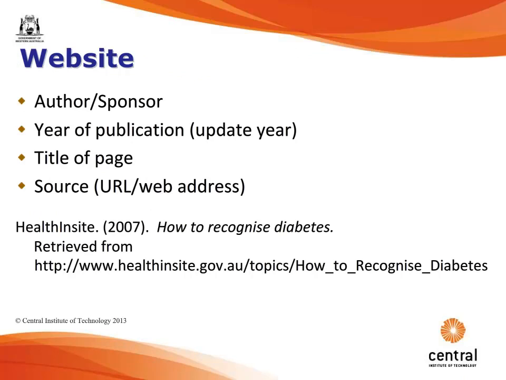Websites are very similar. You are still looking for the same information, beginning with the author. Remember, if there's no individual author, look for the sponsor of the site. Their name will be in large print on most pages, be in the URL or web address, and part of the copyright notice. And if that is not clear, then use the title of the article you are reading for the author.